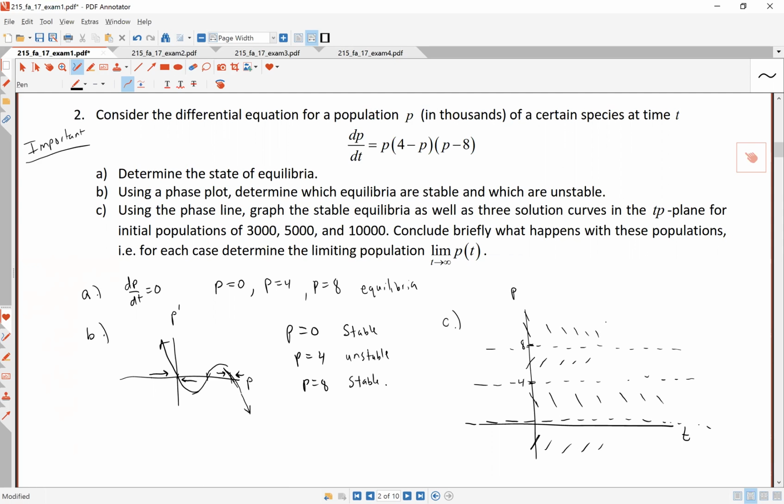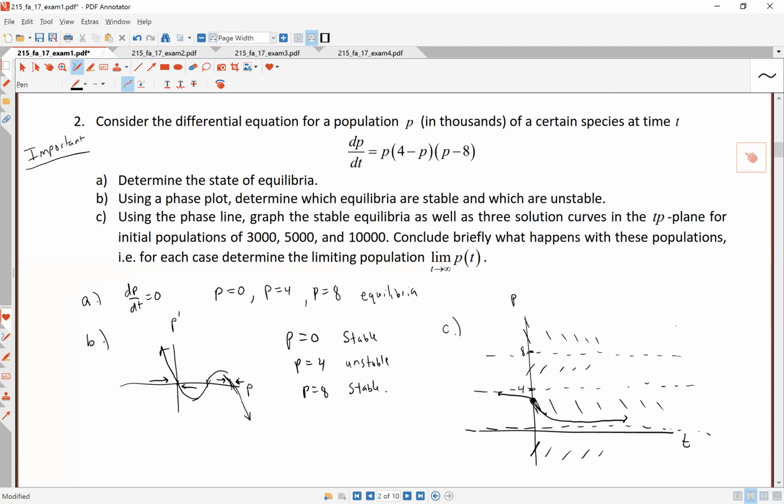So if we started off at 3,000, then we see that the graph is going to tend towards P equals 0. For 5,000, we see that this graph is going to tend towards the population of 8,000. And if you pack too many people in there, 10,000 people, it's going to go back to 8,000.